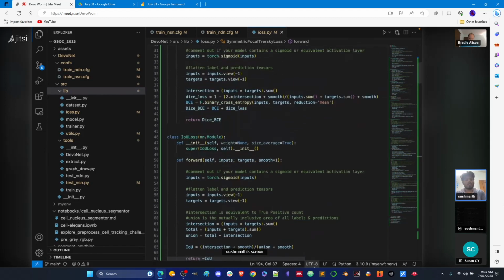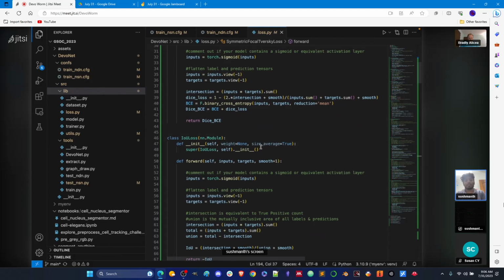And these loss functions are mainly used in the DevoNet, not in the SAM. So these loss functions will be compared to see which one will give us better output. I'll compare which one gives better output and I will implement them.